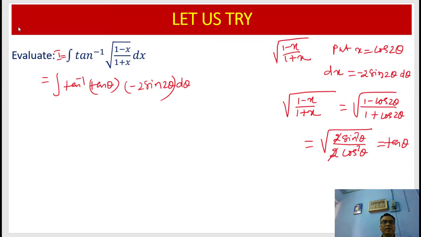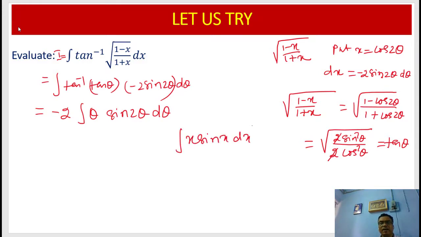So now what is the result? Minus 2 integration of theta sin 2 theta d theta. So it becomes a very simple integration. We have already done the integration of x sin x dx. This integration we already have done. It is of that design.